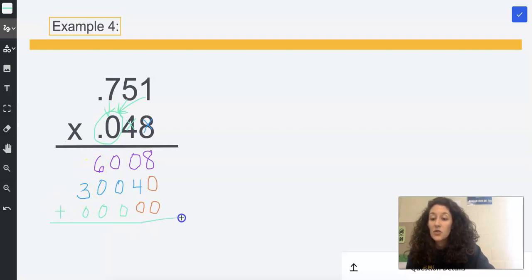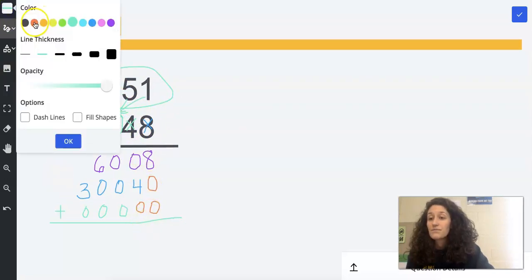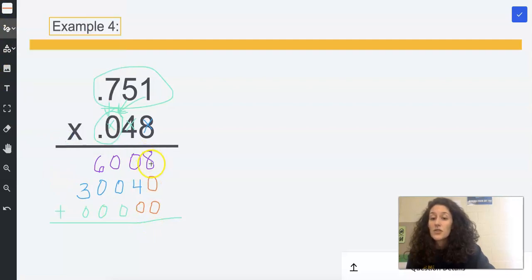And now that I've multiplied these digits by the 8, the 4, and the 0, now I'm ready to find the sum. So I add 8 and 0 to get 8. 0 and 4 I add together to get 4. In this line I get 0. 6 and 0 makes 6. 3 plus 0 gives me 3.